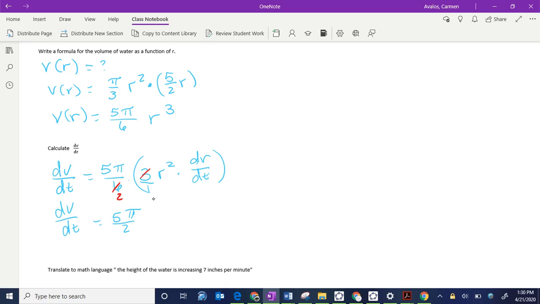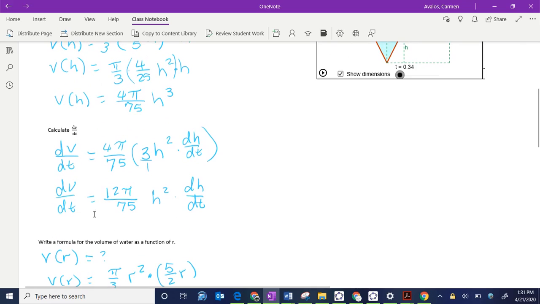And then when that cancels, this is going to be r squared dr dt. And that is the derivative of just using the volume, the dV dt and the dr dt. Okay. And so that's where we'll be at this point. Then if we know the radius or the rate at which the radius is changing, we could fill this out and find how fast the volume is changing when the radius is 5 inches or whatever it is.